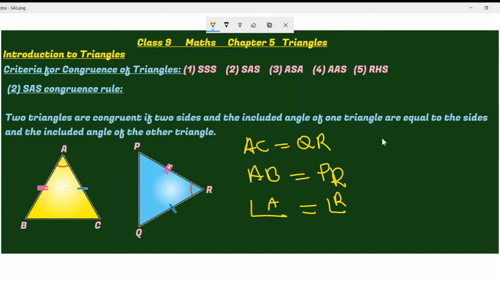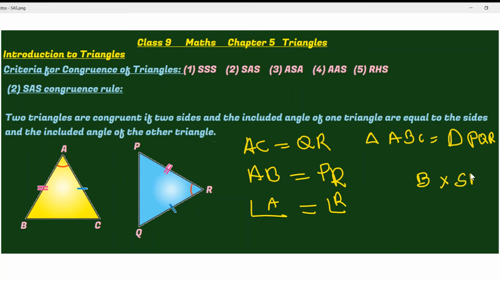So we can write triangle ABC is equivalent to triangle PQR by SAS, CPCT.